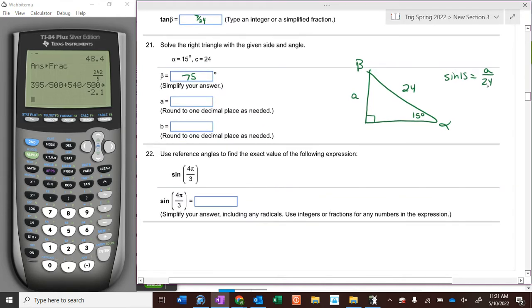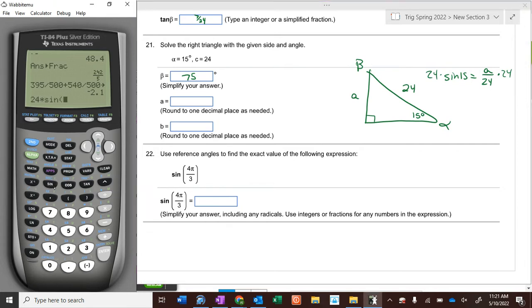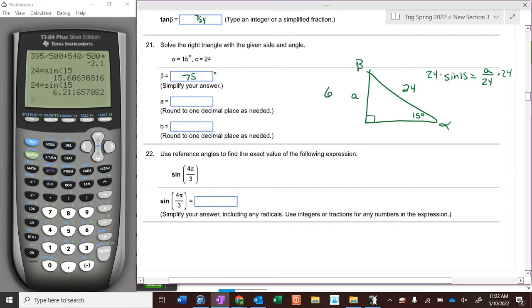So if the sine of 15 equals A over 24, you multiply by 24. So 24 times the sine of 15. And we'll see if we're in degree mode. I bet I'm in radian mode. Yeah, I'm in radian mode. So if I do the same thing, I get 6.21. So 6.2 for this one.